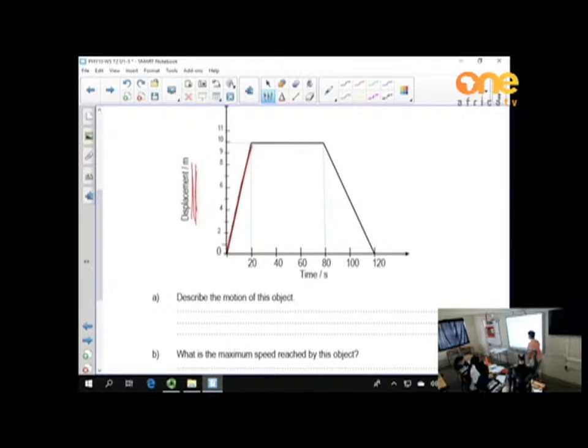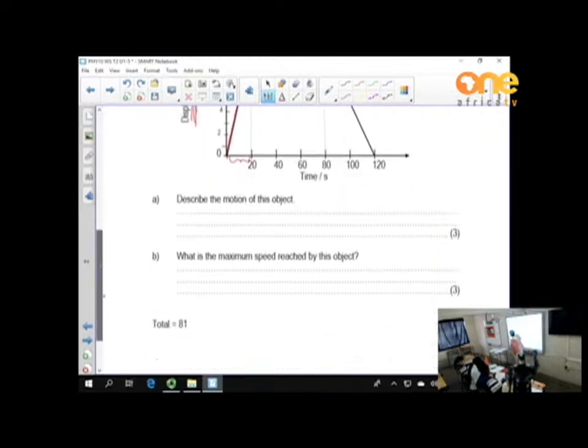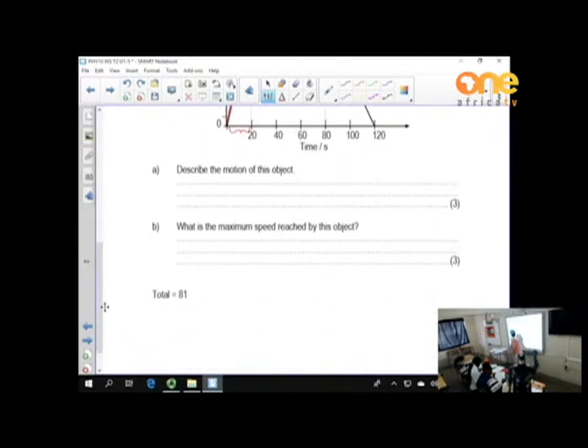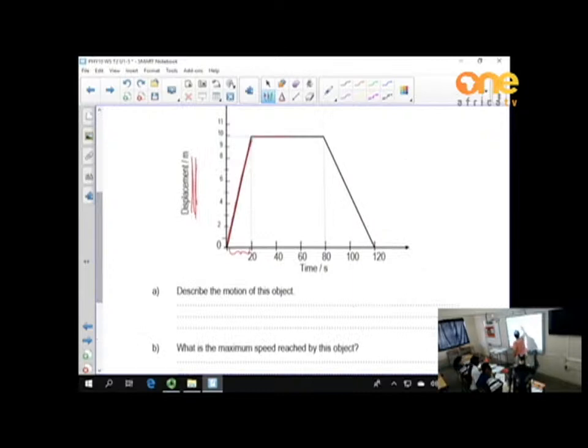So traveling at constant speed for 20 seconds, from the start. Yeah, with a constant speed. Okay. Covering a distance of 10 meters in 20 seconds. And then we carry on. What's happening over here? Yeah, we are standing still for the next 60 seconds. We have stopped.